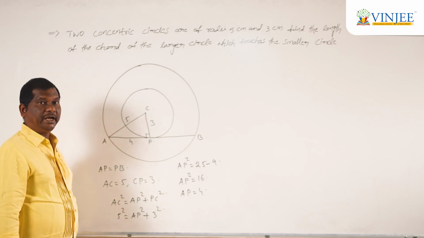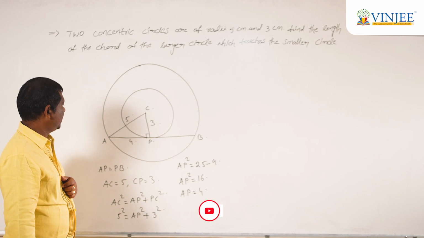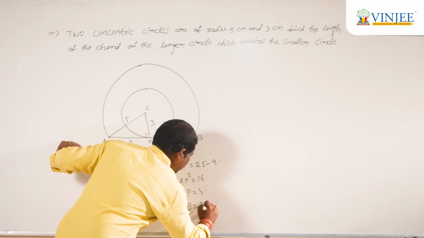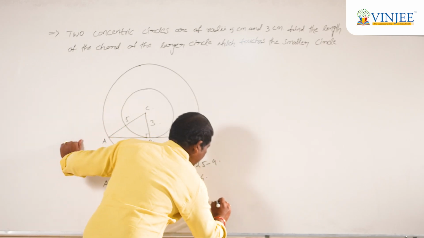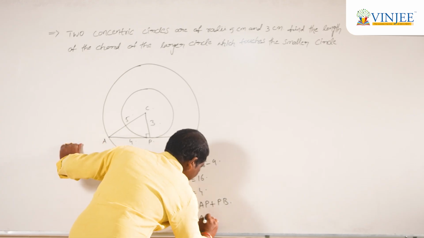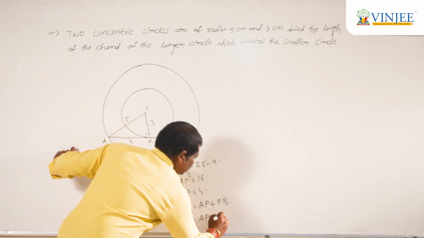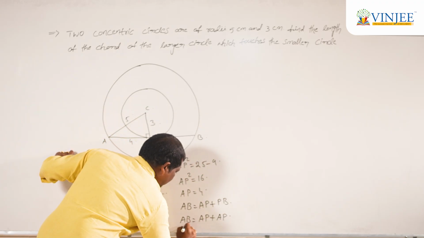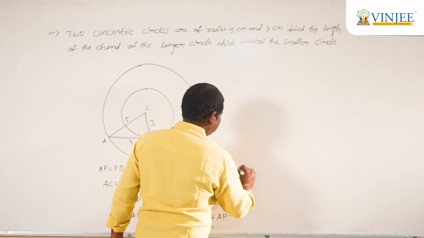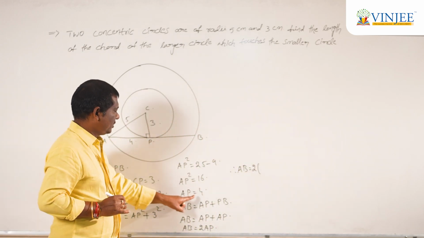But here we have to calculate the AB value. That means the length of the chord of the bigger circle is asked. AB will be equal to AP plus PB. Here the PB value is nothing but AP. Therefore AB will be equal to 2 times AP. We already found that AP is 4.